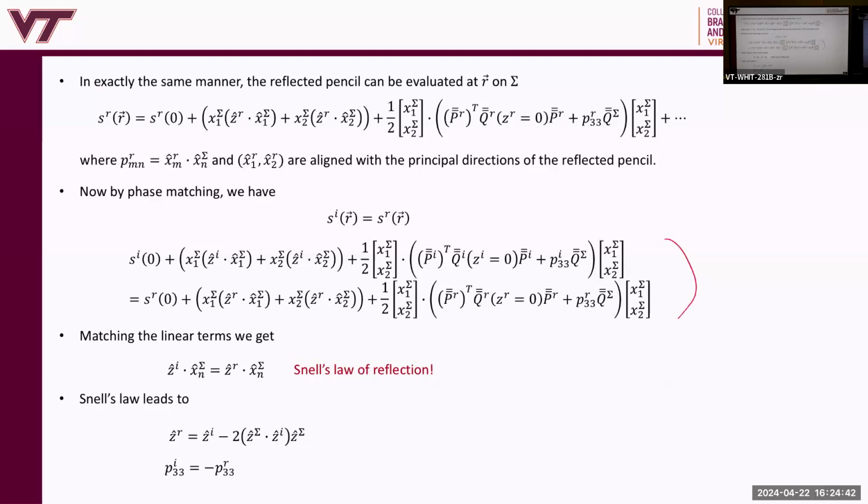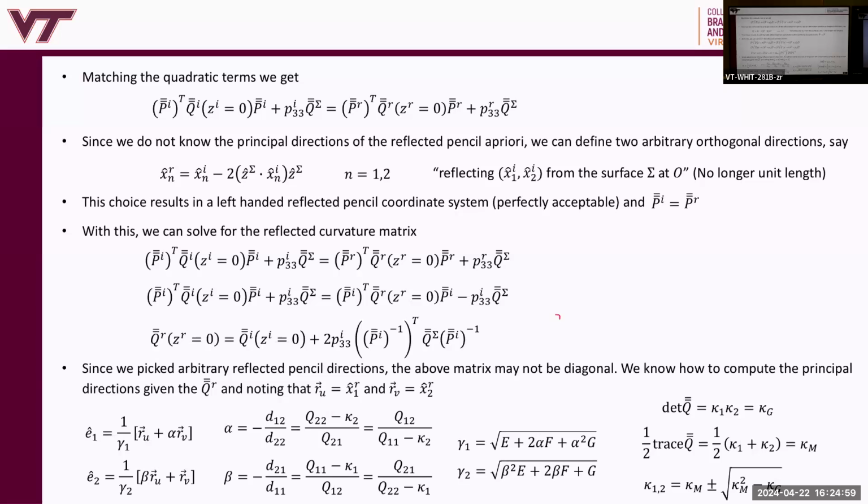This equality. What we're going to do now is match. We have to satisfy that equality. So constant terms equal to each other, linear terms equal to each other, quadratic terms equal to each other. So here's the linear terms, we get the Snell's law of reflection. That's useful. And matching the quadratic terms, we get a way to calculate the reflected Q matrix. We'll use this today in our program, okay?